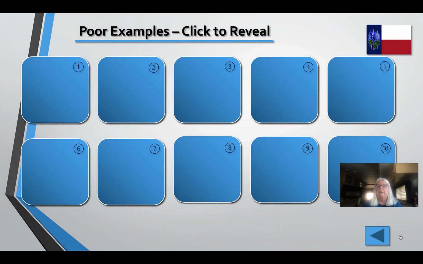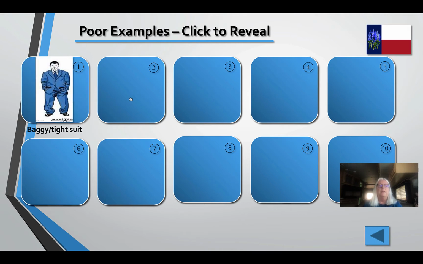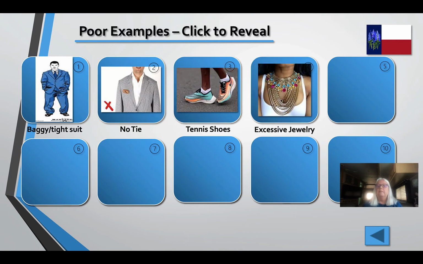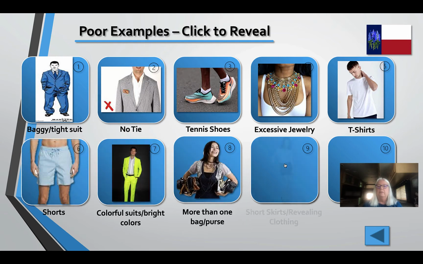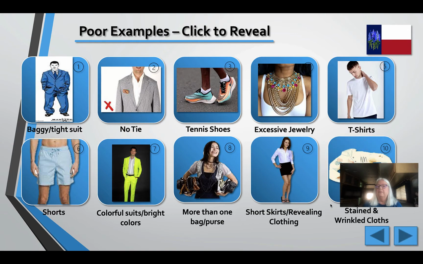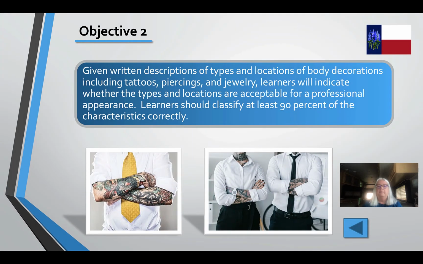Now he has bad examples. A good way to teach is to give examples and give non-examples. So he gave us some examples. Here are some non-examples of what we shouldn't look like. Okay, so we can go through those quickly here to give you an idea. Okay, don't do any of these things in an interview, he's telling us. Okay, then we go to the next objective.